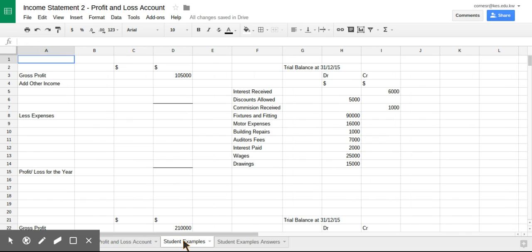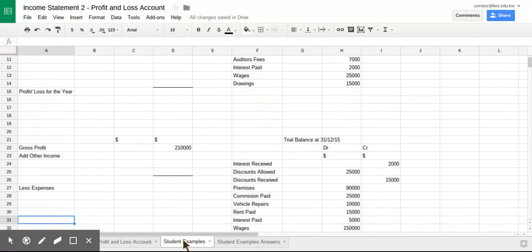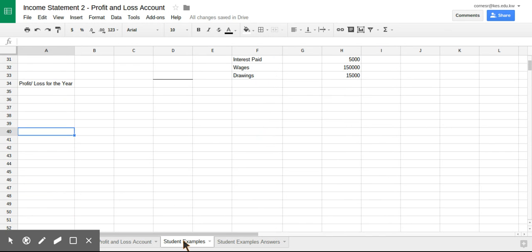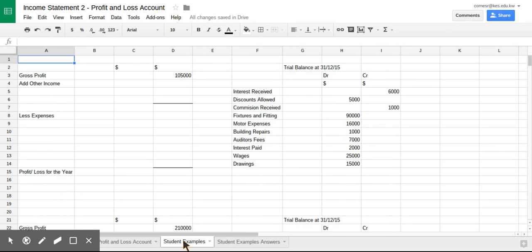You've got a couple of examples on the next sheet that you need to fill in, and these are quite easy. If you're year 10, you won't have the answers. If you're year 11s and you're doing this as extra revision, I will provide you with the answers. What you need to do is go through, correctly identify the additional incomes, subtract all the expenses, which should be listed in the left-hand column, total in the right-hand column, and then down at the bottom, you'll get your profit or loss for the year.